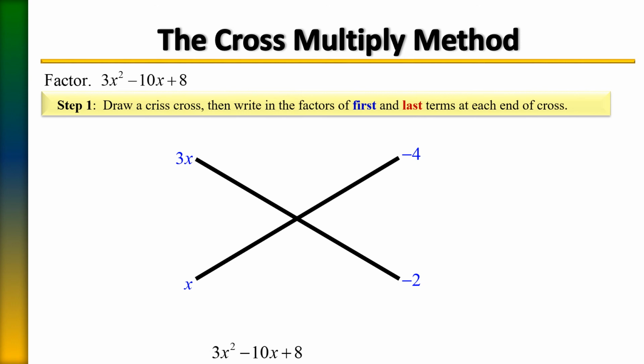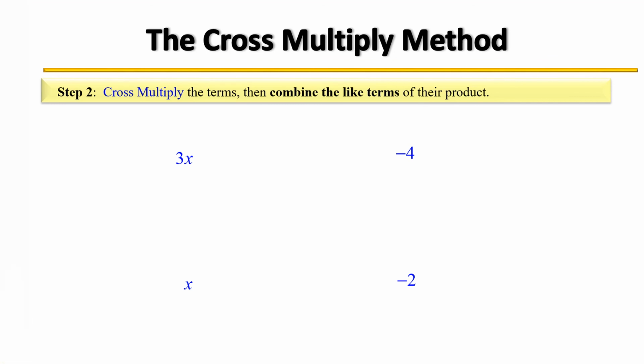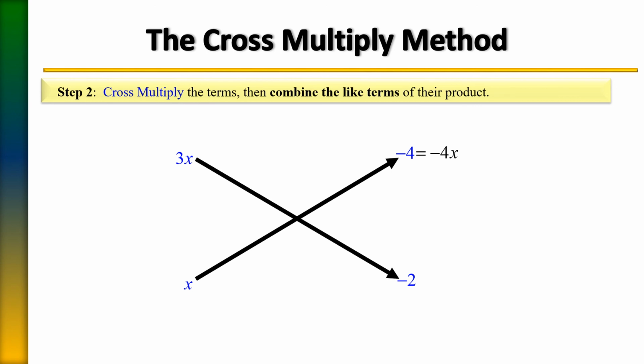All right, next we want to just cross multiply these terms. So let's see what that looks like. Let's begin cross multiplying the terms. I'll start with x times negative 4 equals negative 4x. 3x times negative 2 equals negative 6x. When we add those together, they will equal negative 10, which is our middle term. And so we have the correct pair.